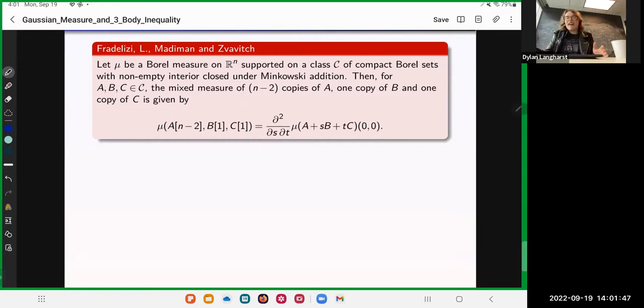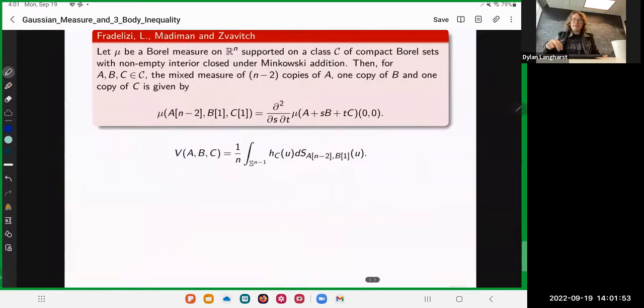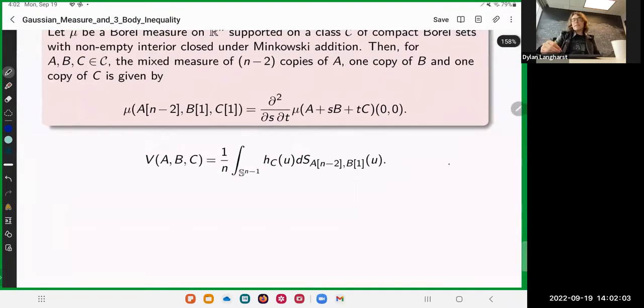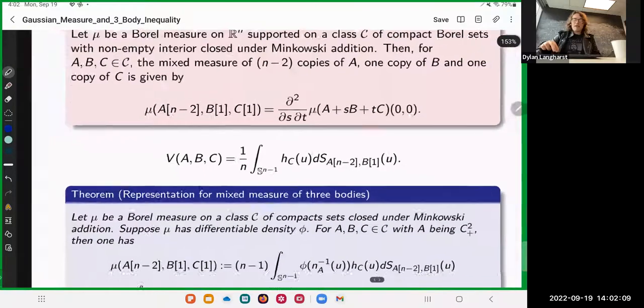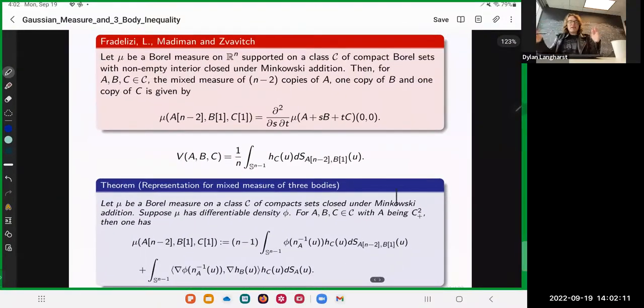Now you can define anything you want, but the hard part is then making it useful. So our first, I should mention that there exists an integral formula for the mixed volume of n minus 2 copies of A, 1 copy of B, 1 copy of C. So there exist these mixed surface area measures. So our first main result is we were able to obtain a formula for the mixed measure of n minus 2 copies of A, 1 copy of B, 1 copy of C.